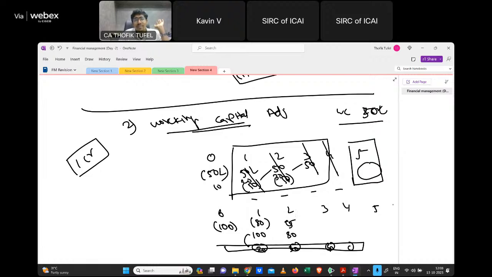Then again I'm investing 50 rupees, and then I will receive this 50 rupees as cash. This is 50, then I'm investing nothing. So how much is my total investment? 100 plus 80 plus 50.